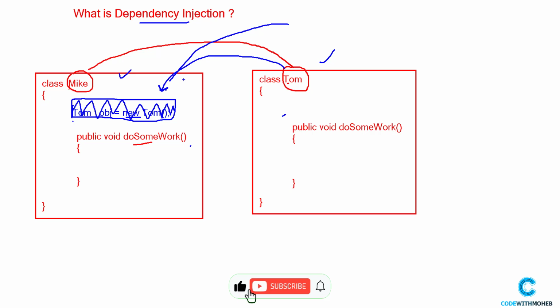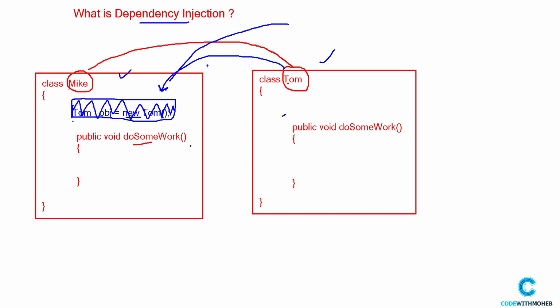Assume like a doctor who gives an injection to a patient. Here, this injection is done by Spring. Spring acts as a doctor that injects the information into this class. Now this is called dependency injection.